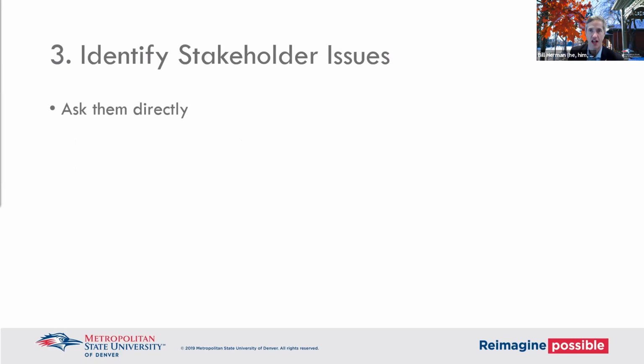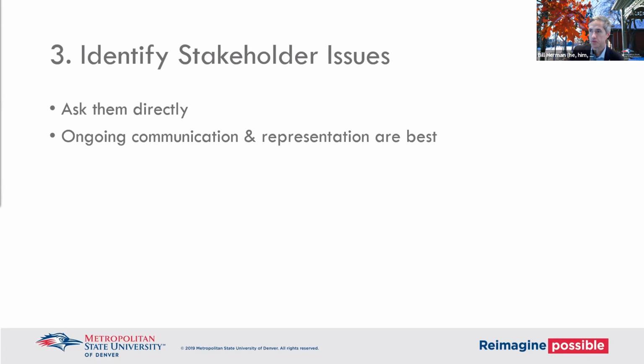One way to find out is just to ask them directly. And I like this as a social scientist. Any excuse, when you all graduate and go out and work in the field and you're like, I really want to do a killer survey about that, come talk to me. I'd love to help you design a survey. I love surveys. I love talking to people. But really, ongoing communication and representation are best.